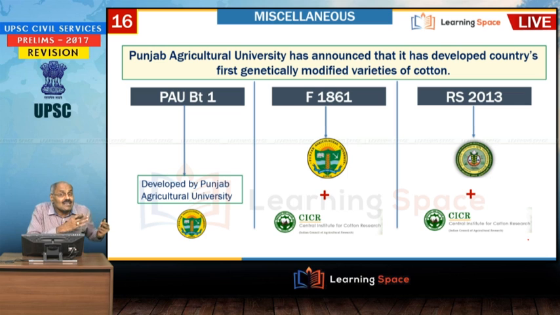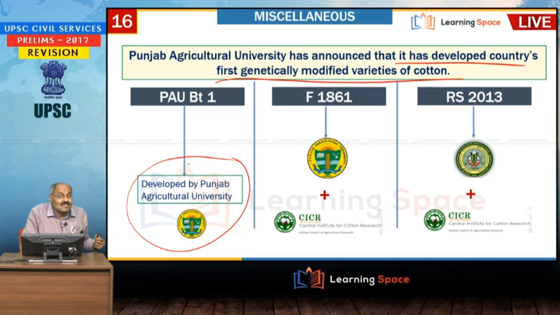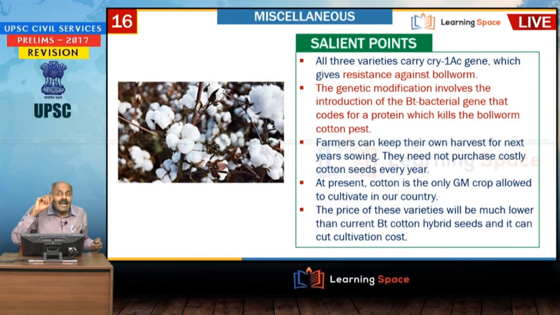So, Delhi University developed genetically modified mustard, please don't forget, and Punjab Agricultural University announced that it has developed the country's first genetically modified variety of cotton. This PAUBT1 is developed by Punjab Agricultural University, and this F1861 developed jointly with the CICR. RS2013 developed jointly by Punjab Agricultural University with the CICR, and all three varieties carry the CRY1AC gene. Please don't forget.